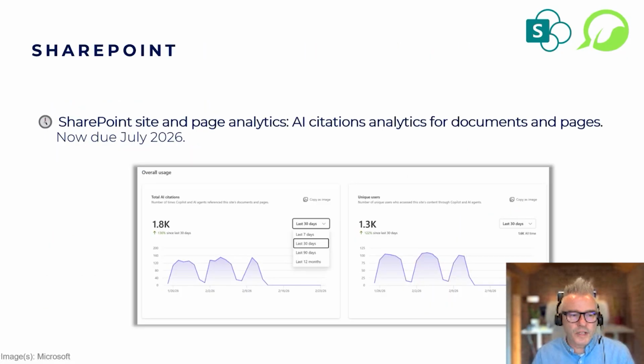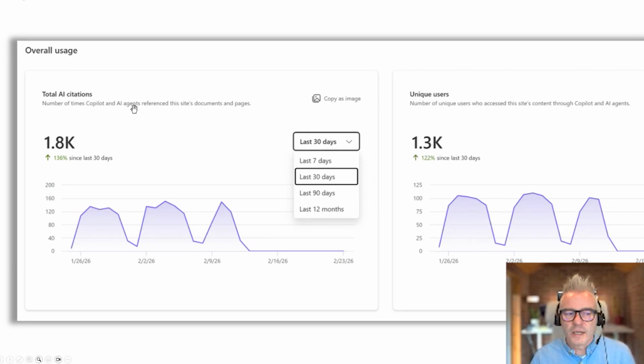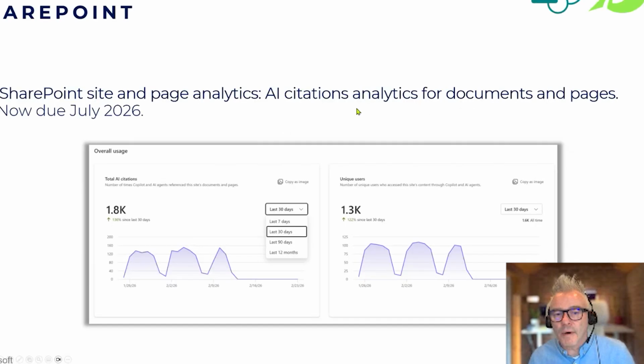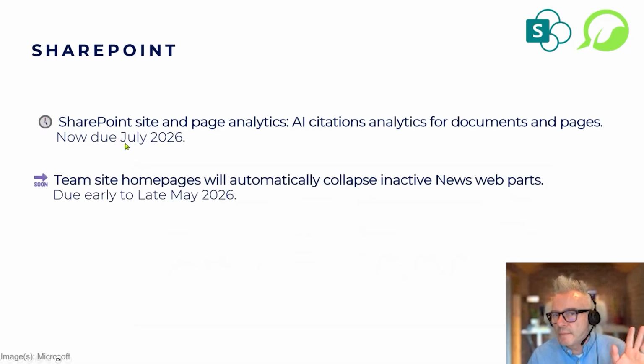Okay, a couple of quick ones for SharePoint. SharePoint site use and page analytics. And look at this, I think this is interesting. The number of times Copilot and AI agents reference this site's documents and pages. This might be useful if you look at this and actually this number is really high. It might just remind you of the value of keeping that information up to date, because if we have out-of-date information, we have out-of-date results, don't we? And then again, the number of unique users who access this site content through Copilot and AI agents. And again, that might just give you a steer that actually this site or this page is more valuable than you realized. That's been pushed back to July.